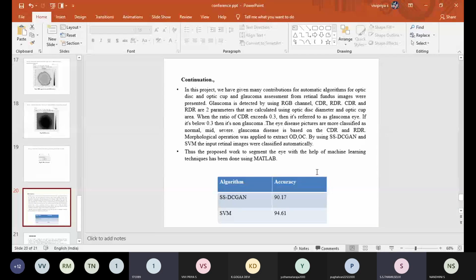So what does that 0.3 value indicate? What is that CDR? Cup to disc ratio, ma'am. So what does that 0.3 indicate? Can you explain it more clearly? Why is it fixed as 0.3? Why can it not be 0.1 or 0.5? Why are you strict to 0.3? What is the reason? That is the normal value, ma'am. Normal value of the eye.